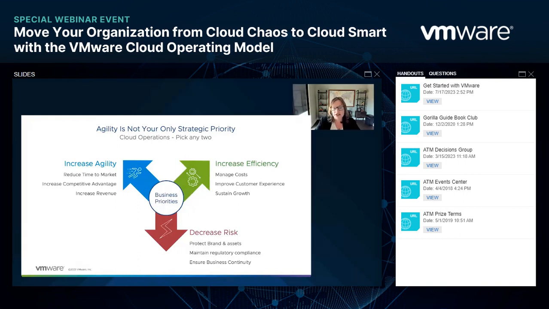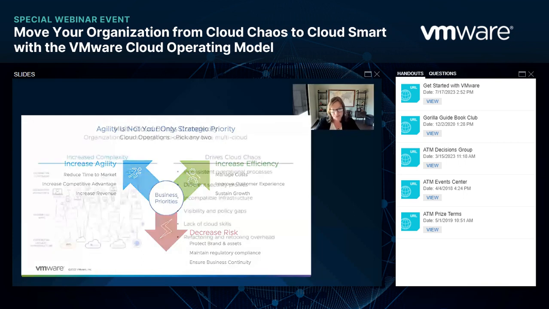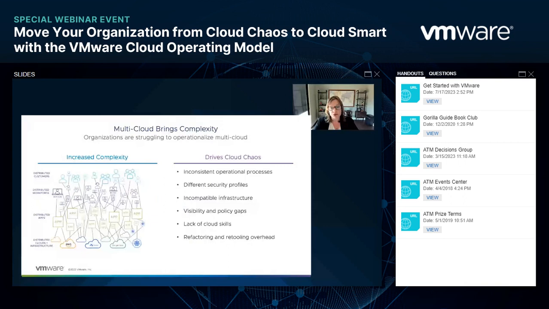And in addition to that, we're being asked to decrease risk. This is more critical than ever to both protect our brand and our assets and our customer data, to maintain regulatory compliance across our different businesses, and to ensure business continuity should a disaster occur. And so as we move into trying to reduce the complexity of multi-cloud, we have those other strategic priorities weighing on us and having to be taken into consideration as well.